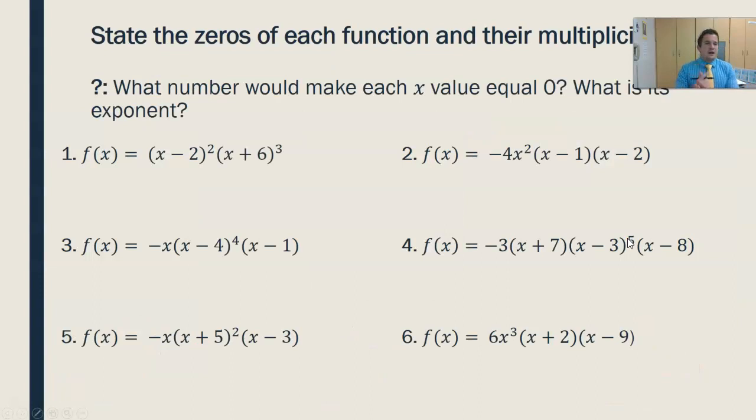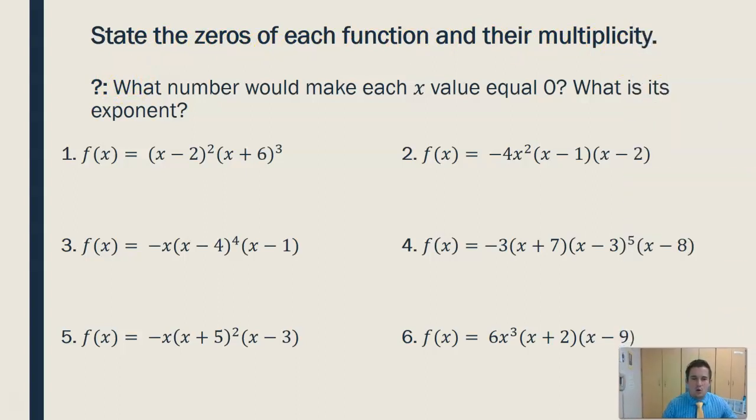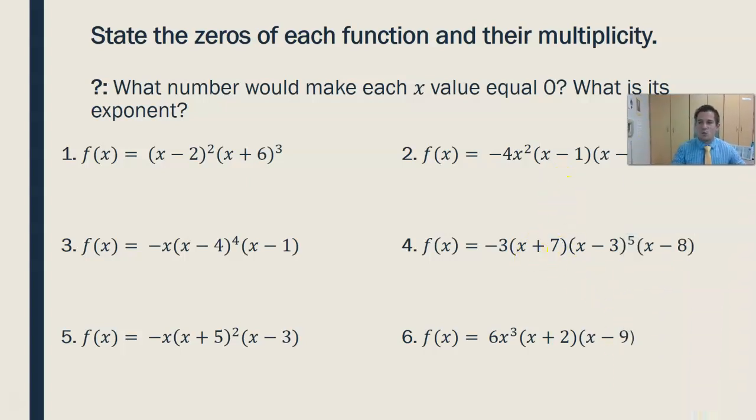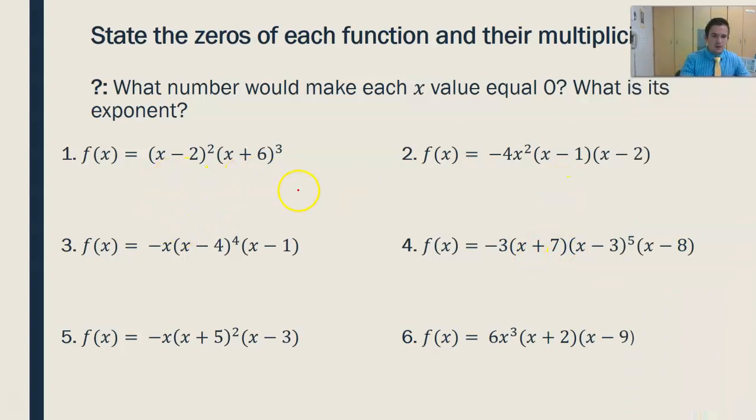So here I have a bunch of different examples. It says, state the zeros of each function and their multiplicity. So when I'm talking about the zeros, again, what number would make each factor equal to 0? And then what is its exponent? So we'll go ahead and set this up. What are the zeros? And what is the multiplicity?